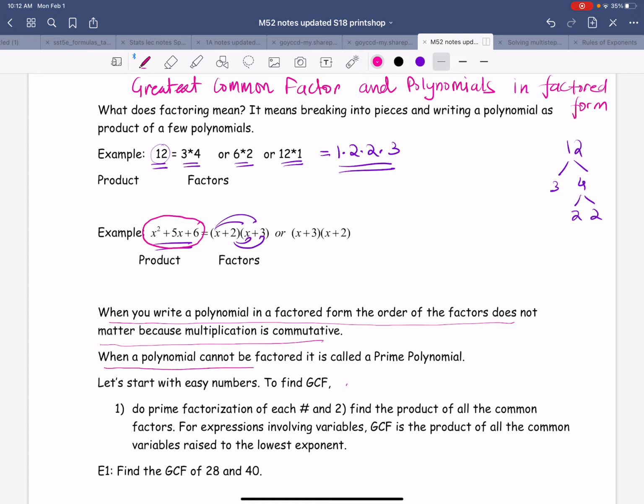When a polynomial cannot be factored, it is called a prime polynomial. Not every polynomial can be factored. So if it's not factorable, we would say it is prime.